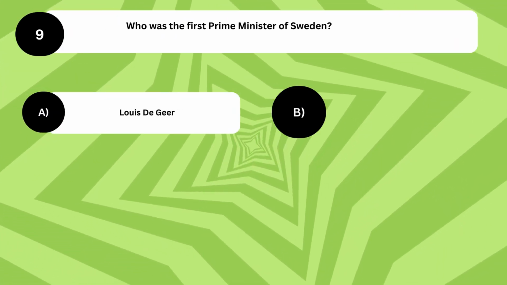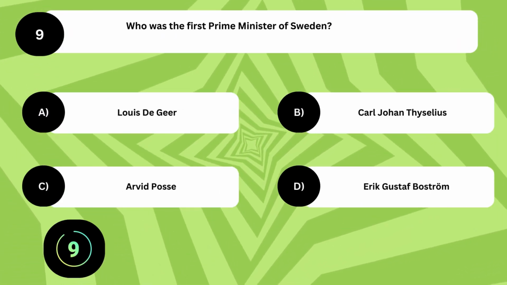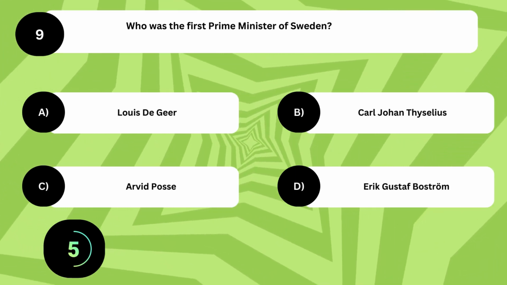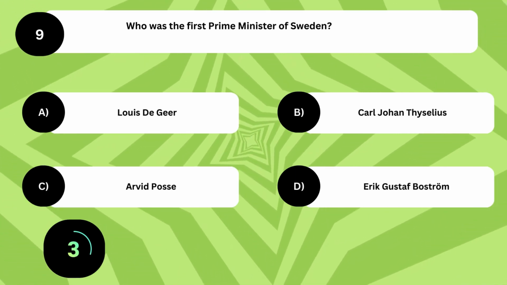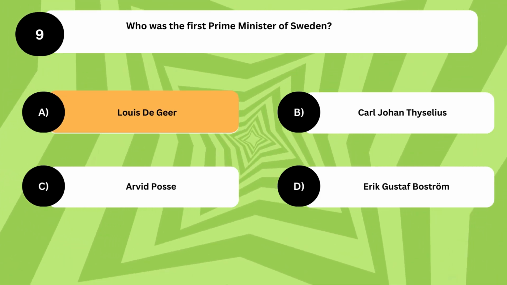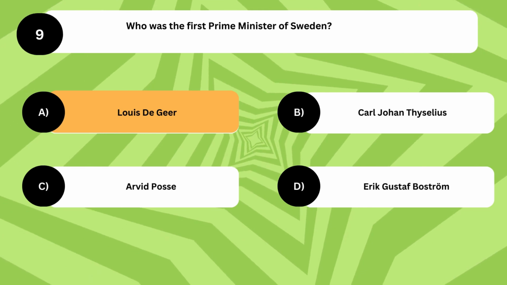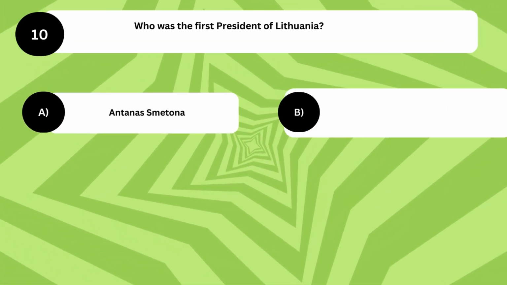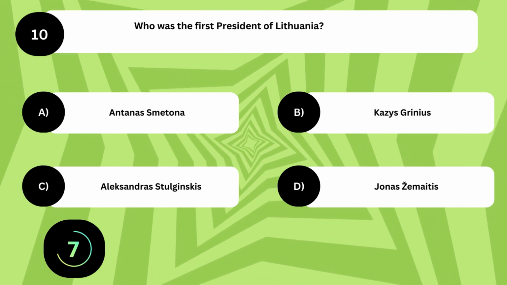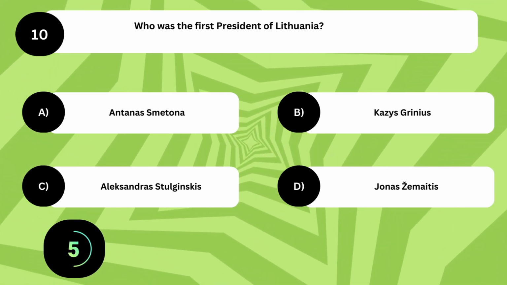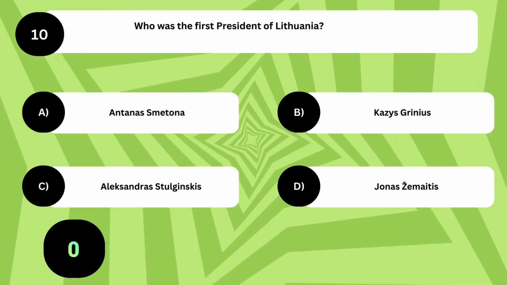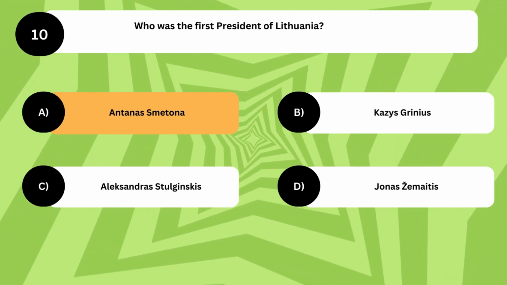Who was the first Prime Minister of Sweden? The answer is Louis de Geer. Who was the first President of Lithuania? The answer is Antanas Smetana.